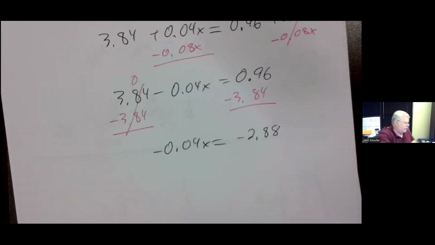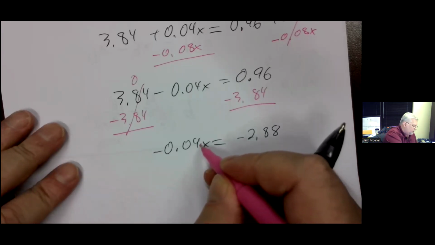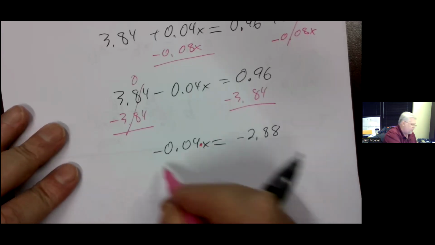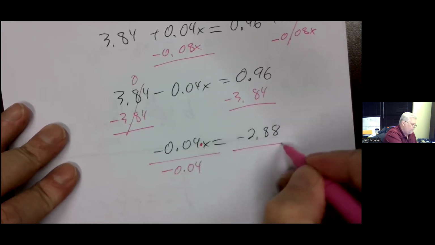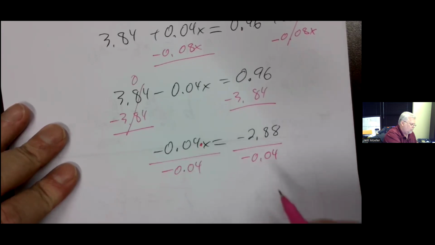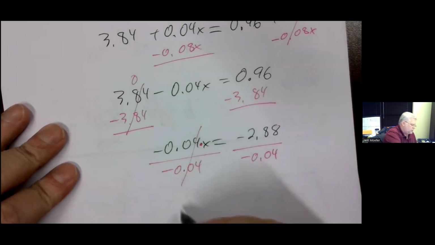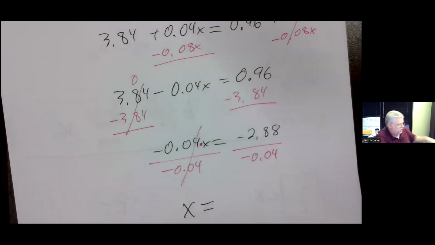All right, so now we're back to that common last step. We have a number times the variable. So we're going to divide both sides by that number. In this case, we're dividing by negative 0.04. That gives us 1x, or just x. And negative divided by negative is positive. And 2.88 divided by 0.04 is 72.